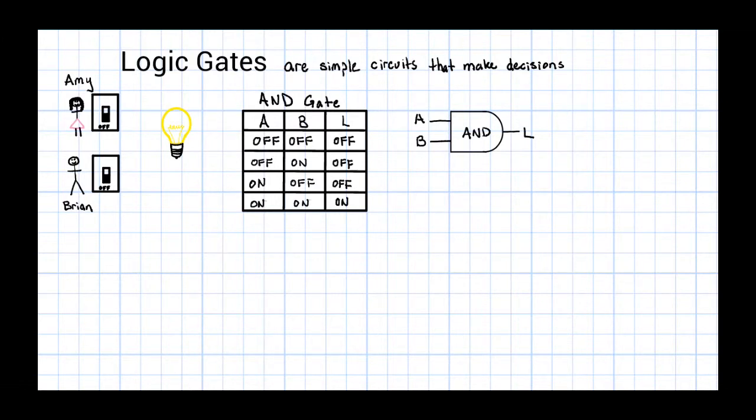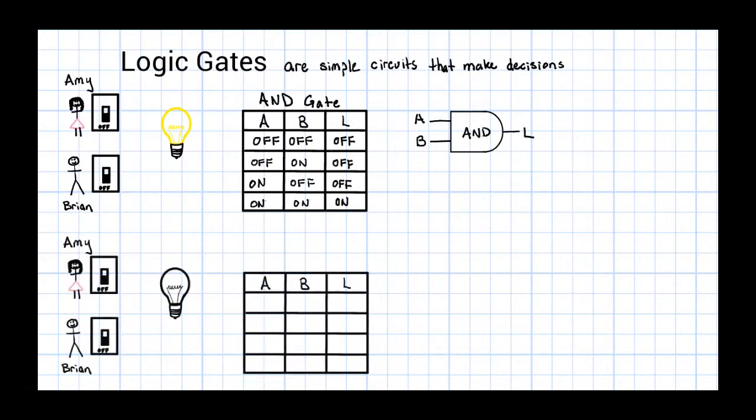Amy and Brian have a second light bulb in their house. This light bulb is also controlled with light switches. However, this light bulb turns on when either Amy or Brian turns their switch on. Again, we'll construct a table to show all possible inputs with their associated outputs.